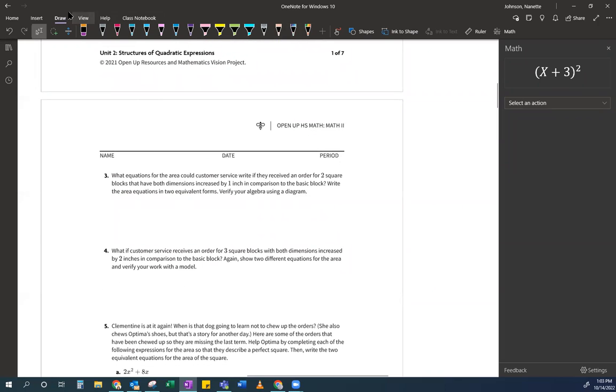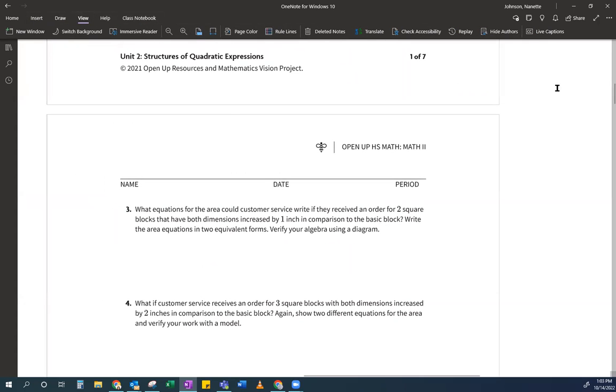So this one says, what equation, hold on, I gotta make this a little bigger so you guys can actually read it with me. So it says, what equations for the area could customer service write if they received an order for 2 square blocks that both have the same dimensions, increased by 1 inch in comparison to the basic block? What? Okay, so let me draw a picture of this because it seems like it doesn't make sense.